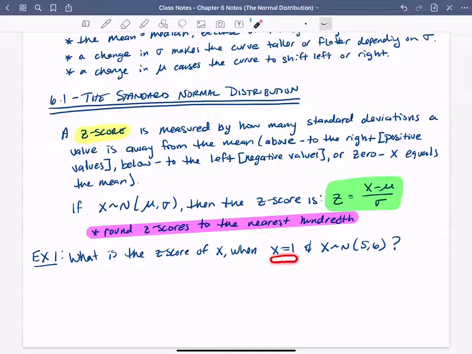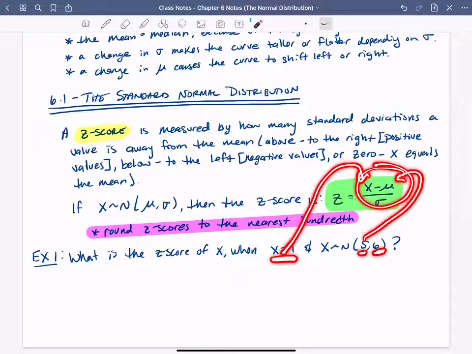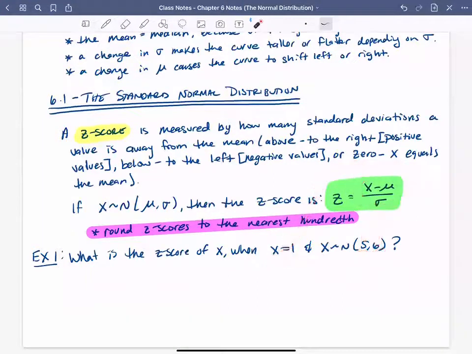It says x is 1. You have 5. Remember, 5 is your mu, right? This thing listed first. And then 6 is your standard deviation, your sigma. So we have 1, 2, 3. We have all 3 of these. So we're going to substitute those in there and simplify, and that's going to give us our z-score. So I'm going to say z equals x minus mu over standard deviation.